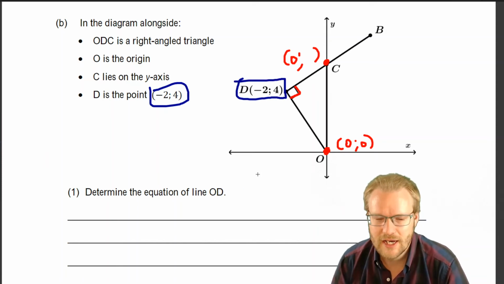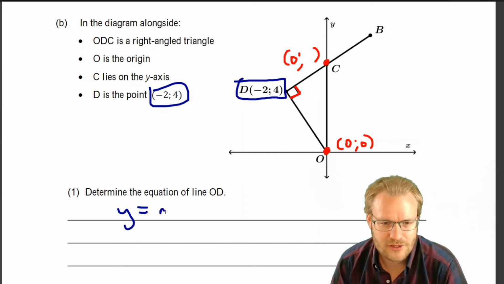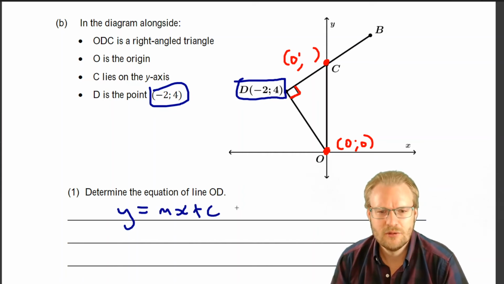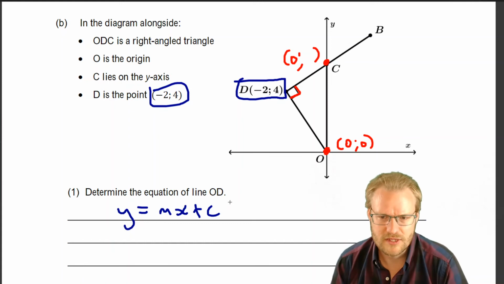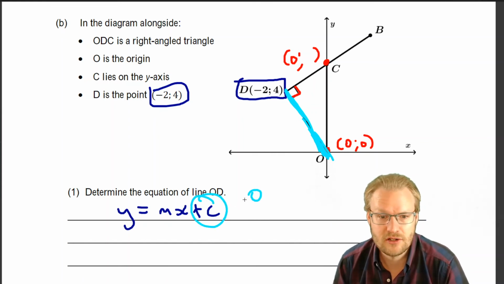Determine the equation of the line OD. What's the general standard form of any straight line equation? I generally think it's mx plus c. What does c represent? C represents the y value of the y-intercept. So of OD, let's just scribble it in here. This line here, what can we clearly see the y-intercept is? Well, it's 0. So we know that it's just going to be y equals mx.